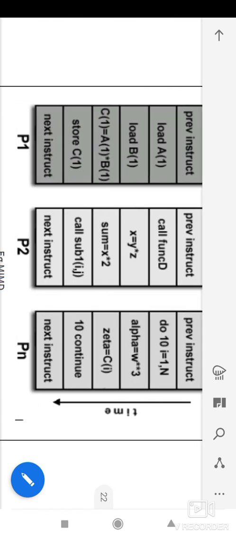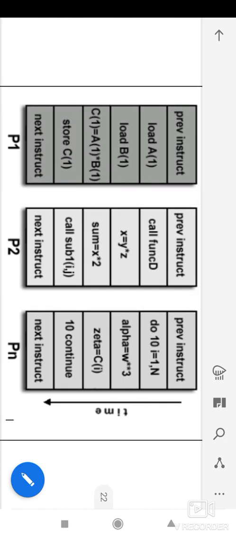Okay, so here we have an example. Different types of instructions on different sets of data are executed. The first one, load A1. Second is call function D and do 10 times, I equal to 1 to n, and so on. So different sets of data are worked on.